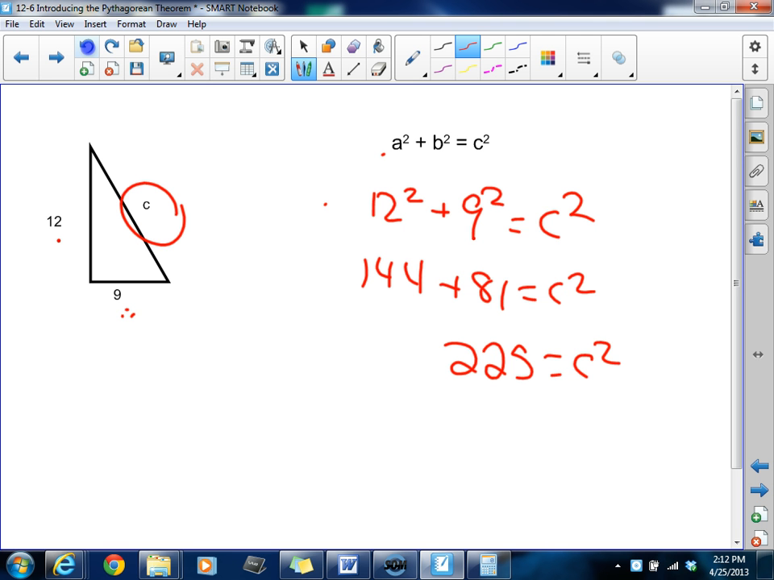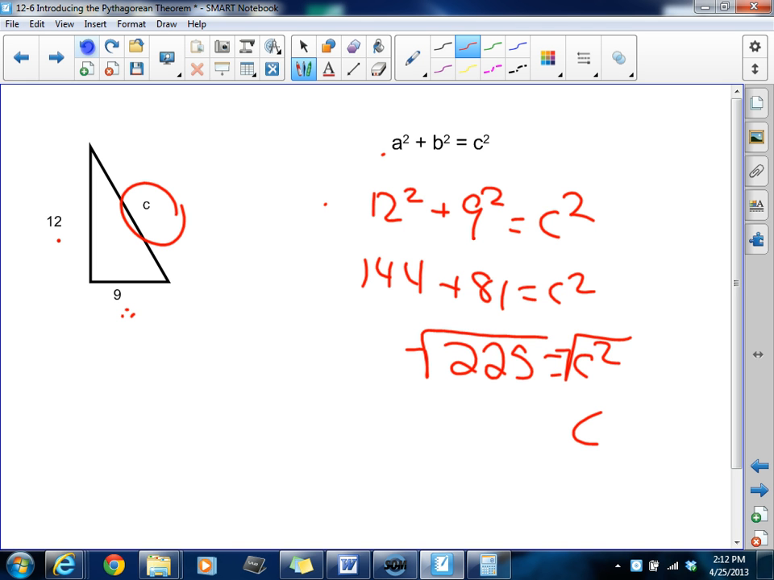So now this should remind you of what we talked about yesterday in class. The opposite of a square is a square root. So we're going to square root both sides. Remember, that's how I get my c by itself. So the square root of c squared is going to be c.